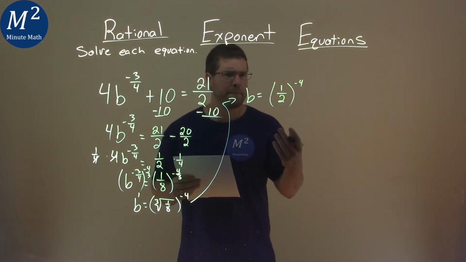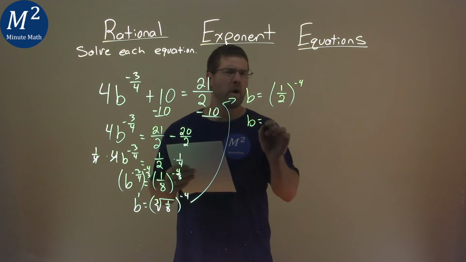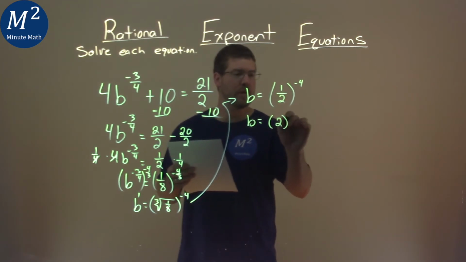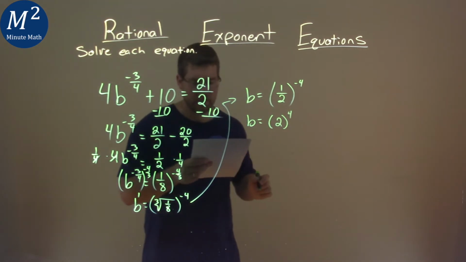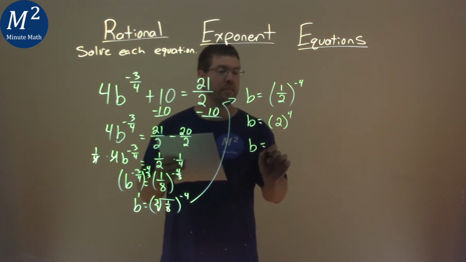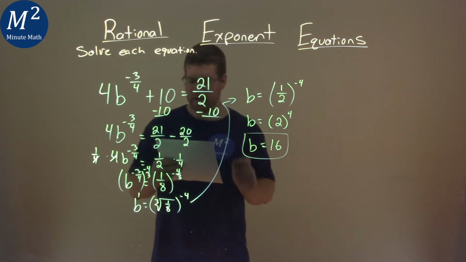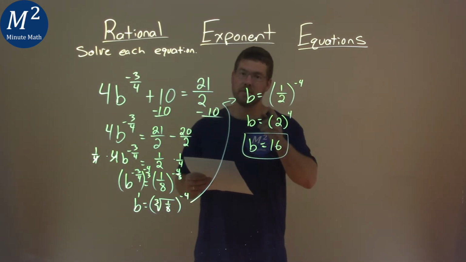So what do we do with that? Well, 1/2 raised to the negative 4th power is the same thing as 2 raised to a positive 4th power. And what's 2 to the 4th power? Well, 2 to the 4th power is 16. And so my final answer here is b equals 16.